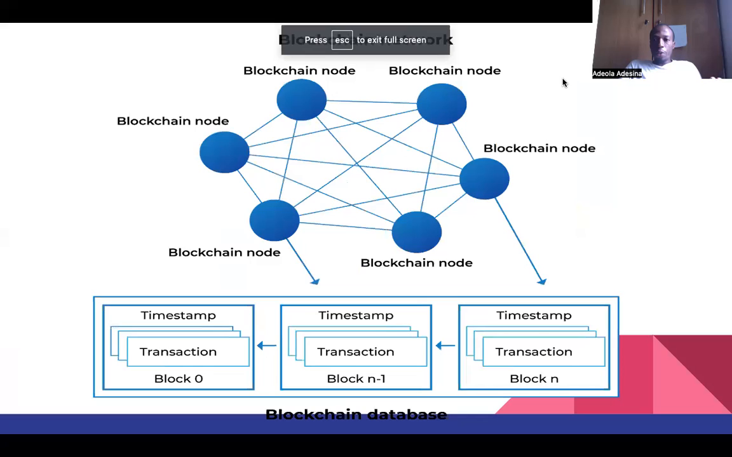As you can see from the diagram, all the nodes are interconnected. That's what I attempted to draw on my Google Drawing. All these nodes are interconnected such that this guy knows what this guy is doing. So no one can game the system. So this is what the blockchain database looks like.